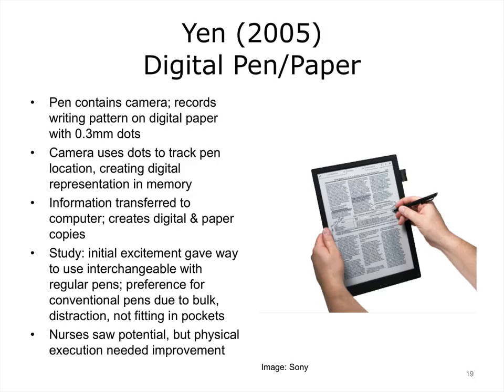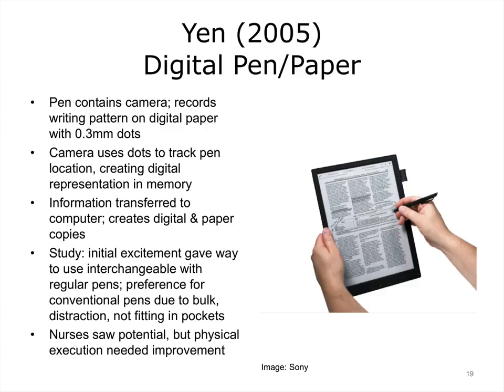Yen studied the use of digital pen and paper by nurses. The digital pen and paper consisted of a pen with a camera, which uses the pattern of 0.3 mm dots on special paper to track the pen location and create a digital representation in memory. This information is later transferred to a computer, and dual digital and paper copies are created simultaneously.